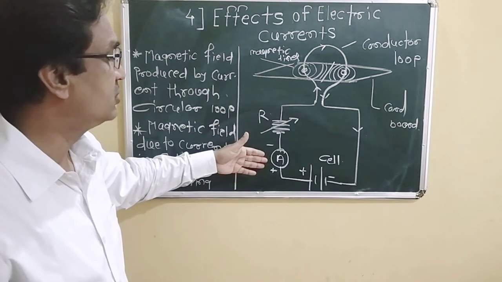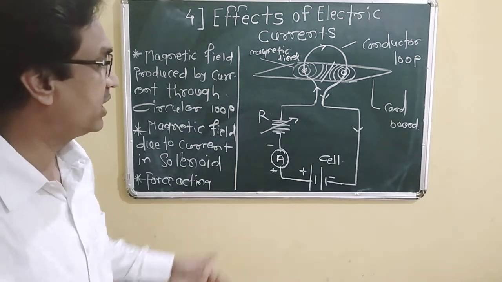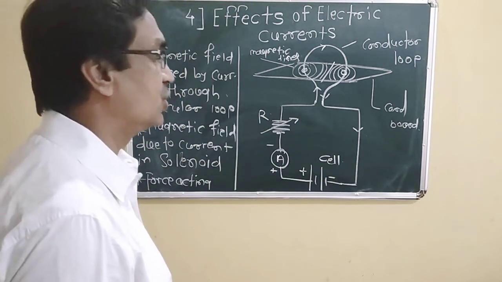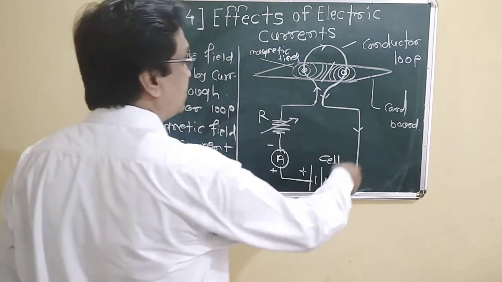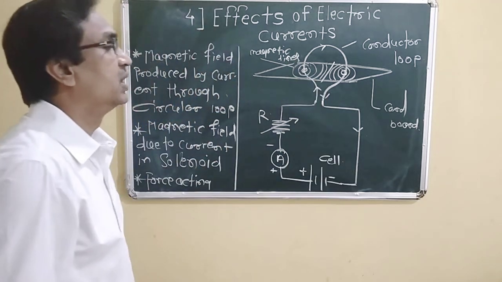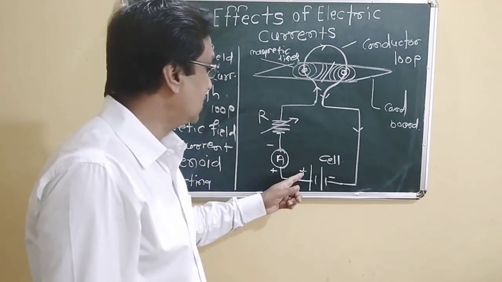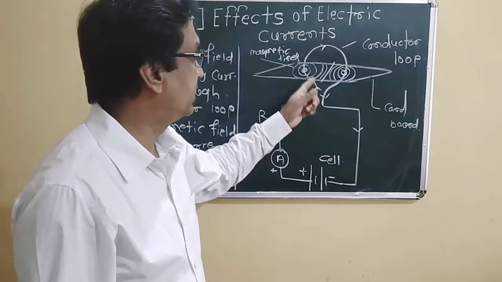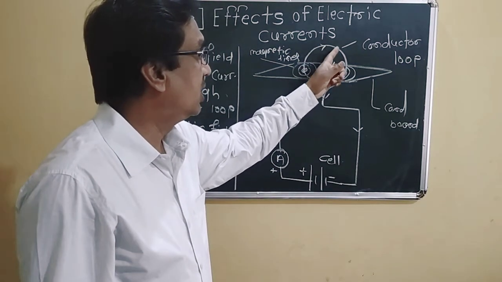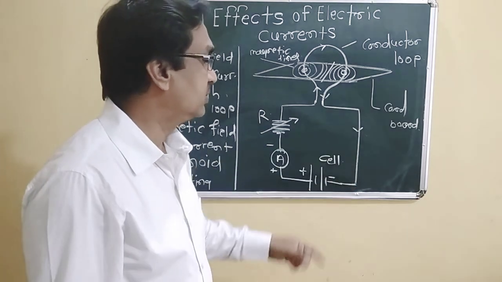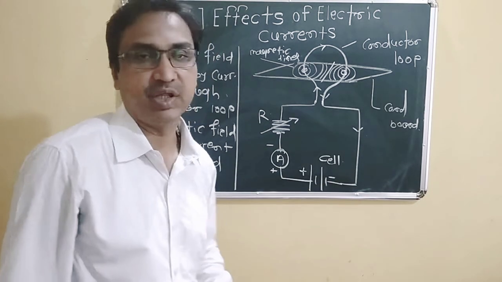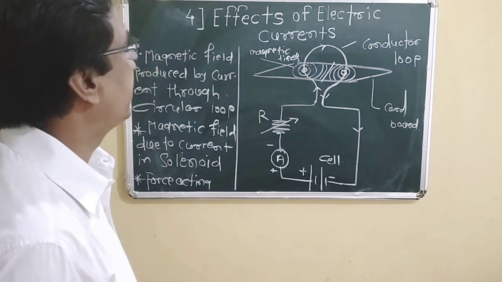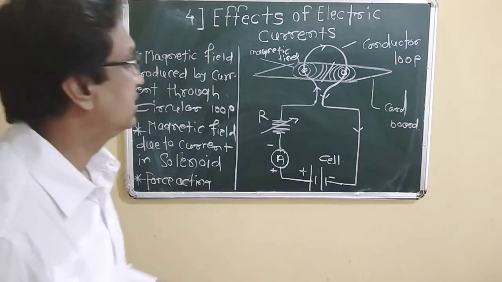This instrument is used to measure how much electric current there is, and the cell is used to provide an energy source to carry the electric charge from one point to another. The current passes from the positive terminal through the conductor loop, and after that it comes towards the negative terminal and the electric circuit is completed.